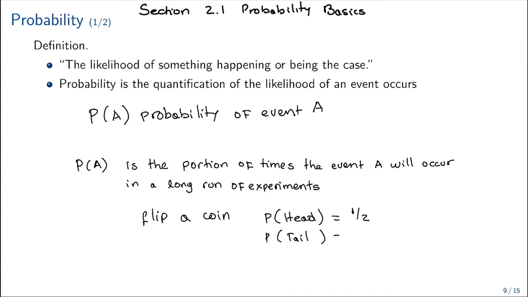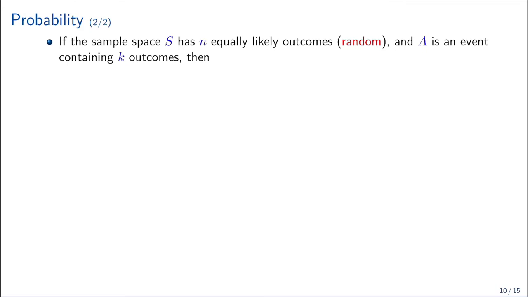Assuming that these are the only two options, the total sum of probabilities will be 1/2 plus 1/2, equal to 1. Now, if the sample space S has n equally likely outcomes, and A is an event that contains k possible outcomes, then the probability of A is given by the ratio of k divided by n.